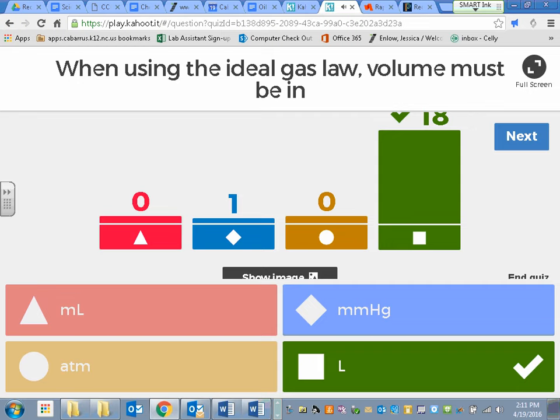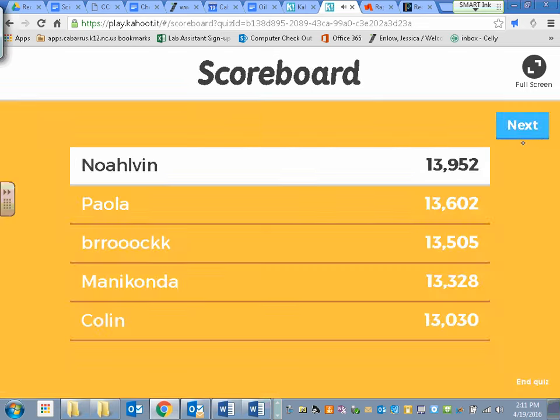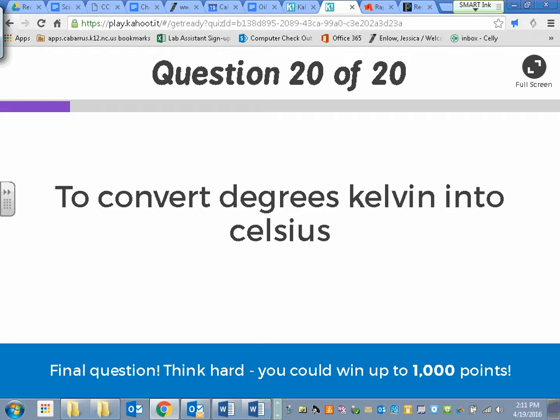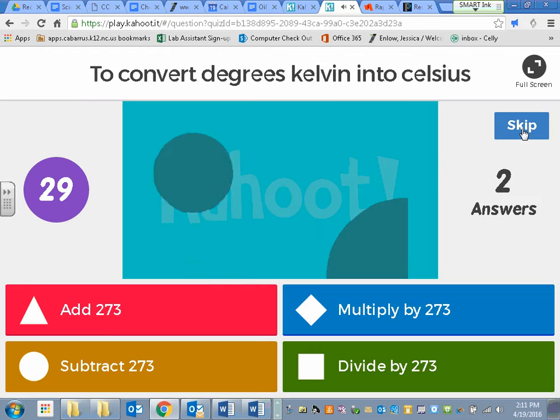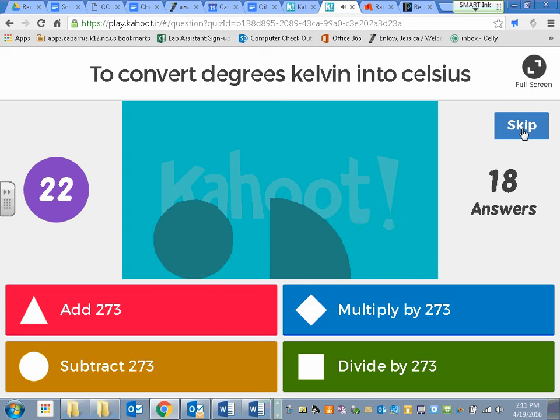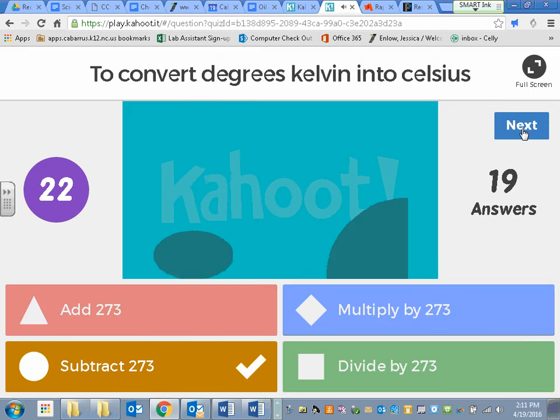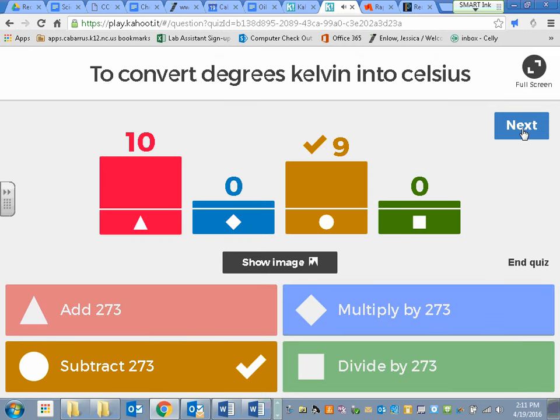Liters. To convert degrees Kelvin to Celsius, what happened? They switched Kelvin to Celsius. So if you're going from Kelvin to Celsius, you must subtract 273. If you're going from Celsius to Kelvin, you must add 273.